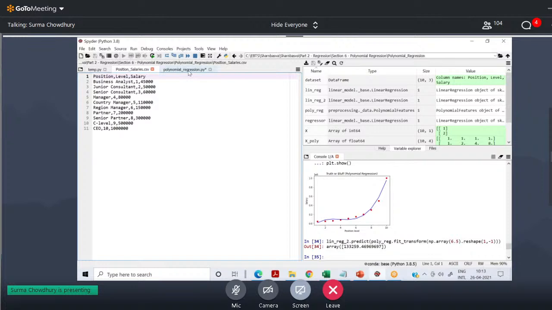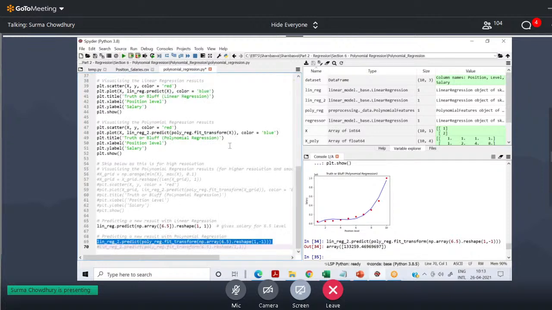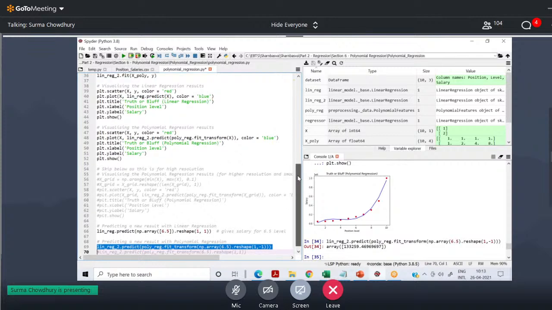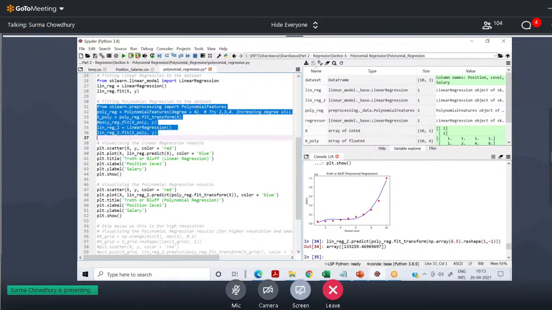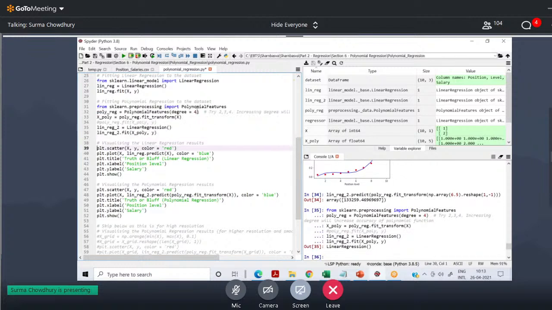So what I will do is I will select degree equal to 4. So where is degree equal to 4? I will select degree equal to 4 now, and I run this, and then I do the visualization.